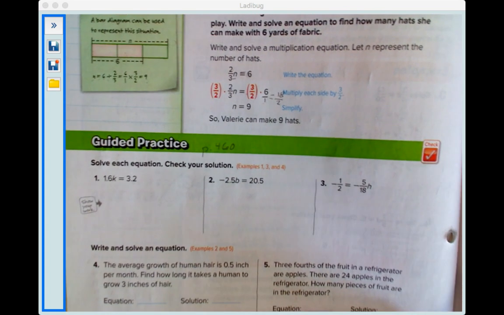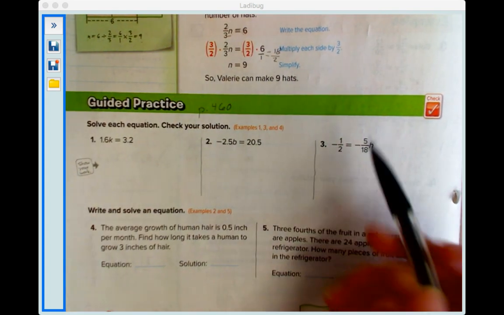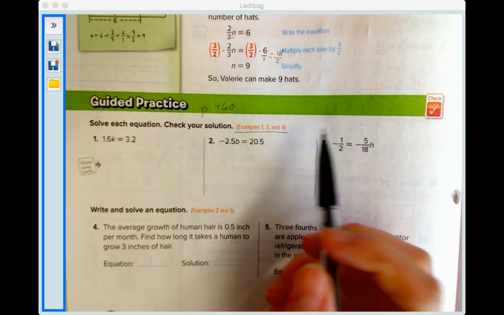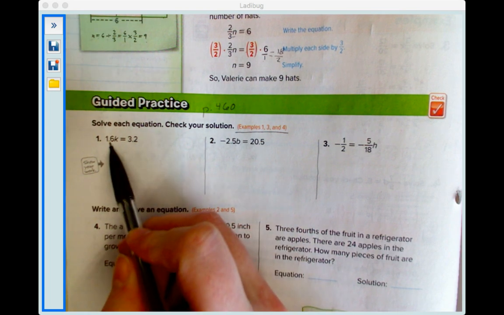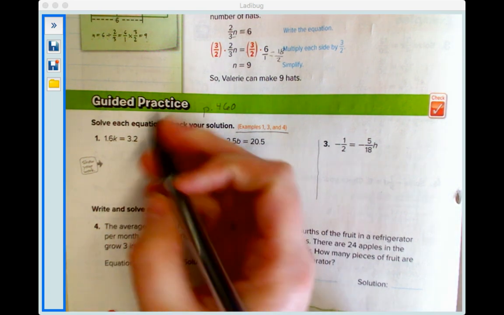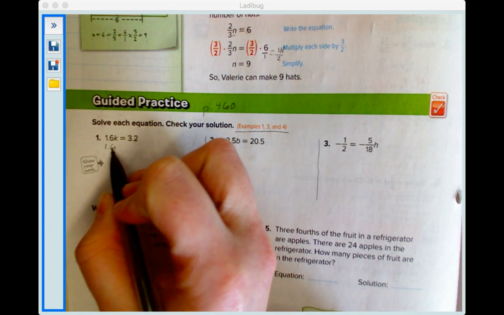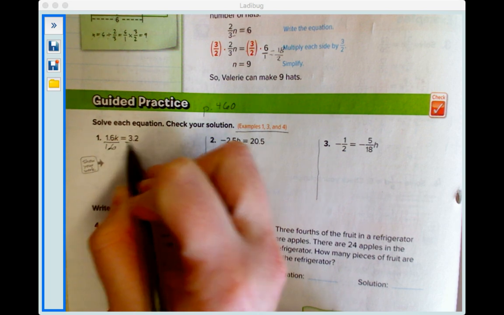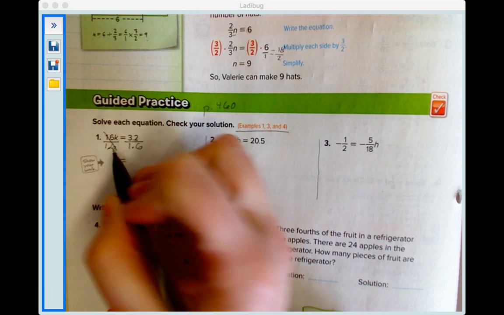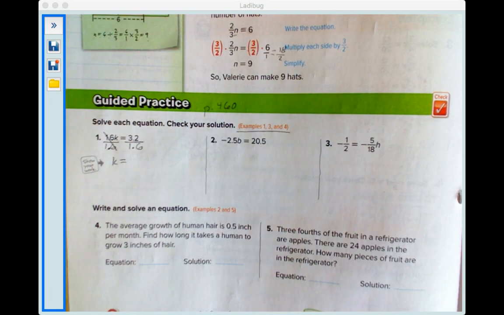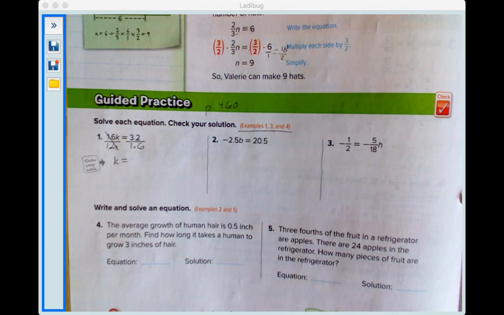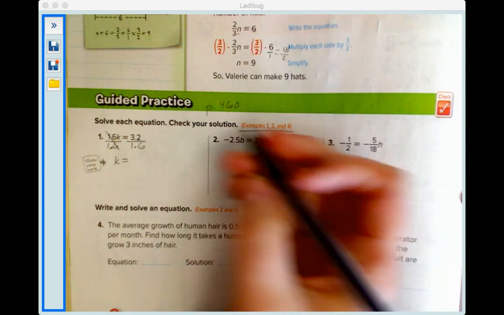Now, guided practice setup. In the guided practice setup, remember to use your examples 1, 3, and 4 to solve. So, if you are multiplying in a problem, you will divide to get the variable by itself. So divide by 1.6. So K equals 3.2 divided by 1.6. I could just leave you here, but I will show you how to set up the division problem.